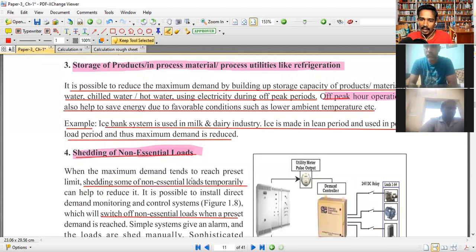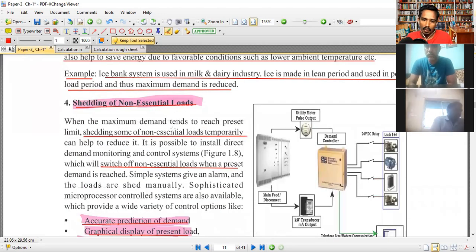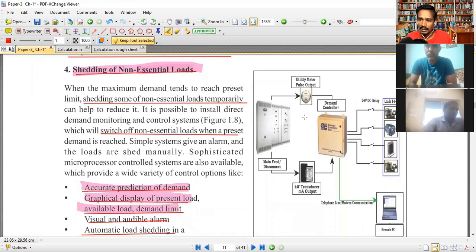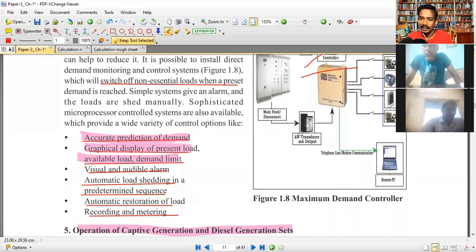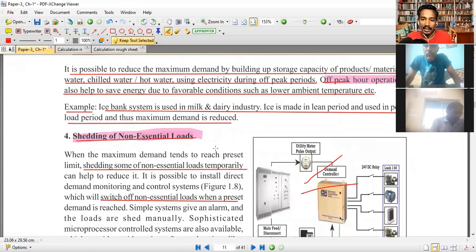Next one, scheduling of non-essential loads. Same as this, shifting peak hour load to non-peak hour. There is a system available for this: automatic control of all the loads. It is a programmable system, already programmed with which load they need to connect and which load they don't need. According to that, the system works, switching the loads off and on. It provides accurate prediction of demand, traffic display of available load demand, visual and audible alarm, automatic load scheduling, automatic recording and metering, everything. This is scheduling of non-essential load.